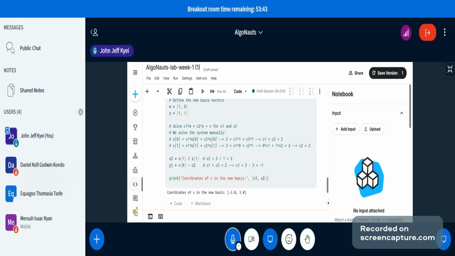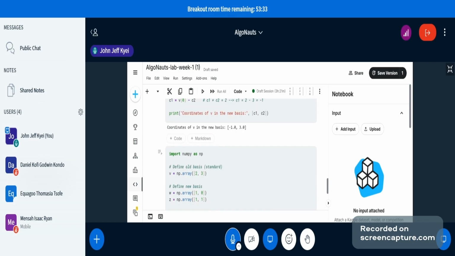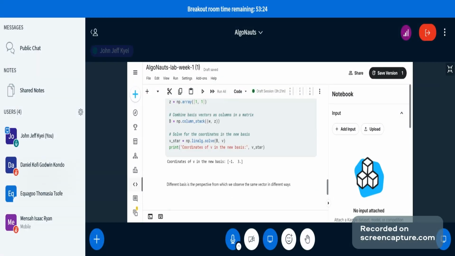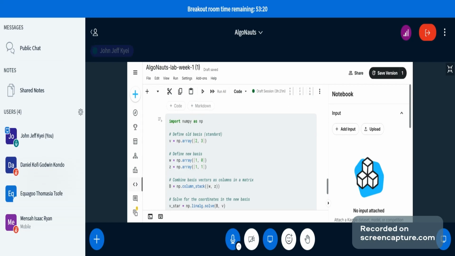So we compute v, divide, and then c1 is also this minus this, and it prints the new coordinates. Just lots of directions, but for the same place. So if you switch bases, you just have new coordinates that will satisfy the same equation.